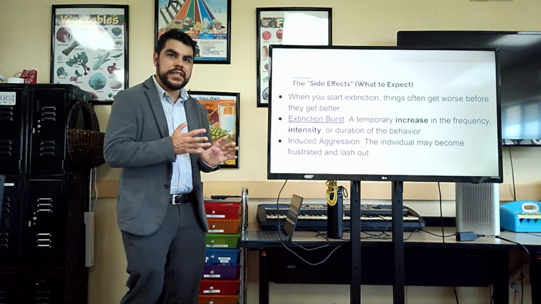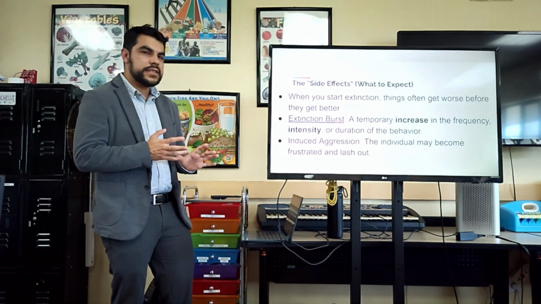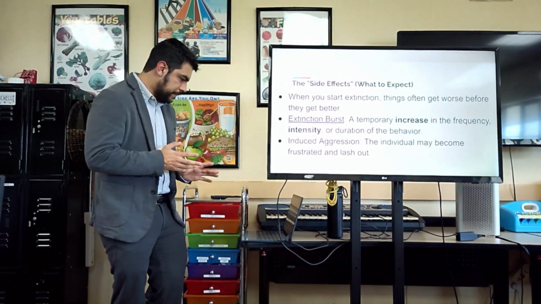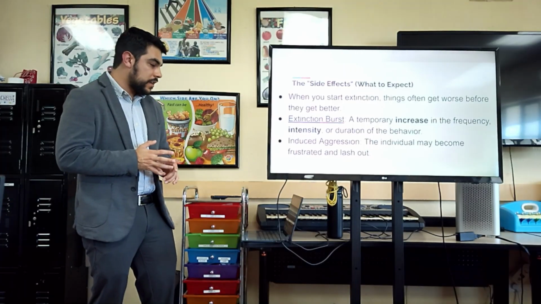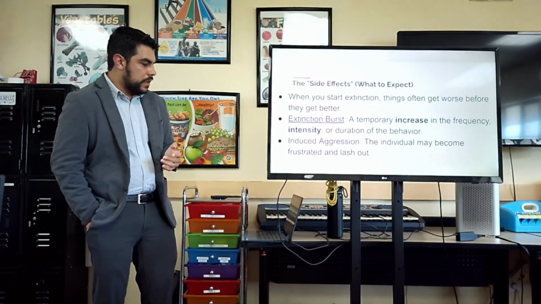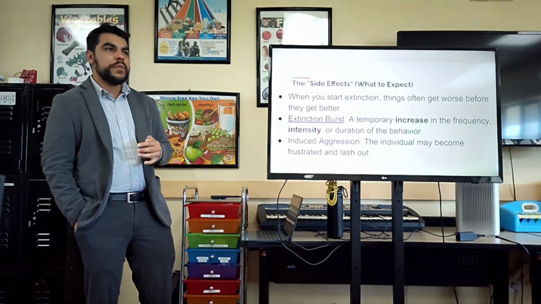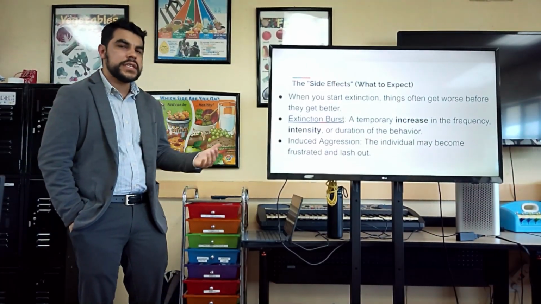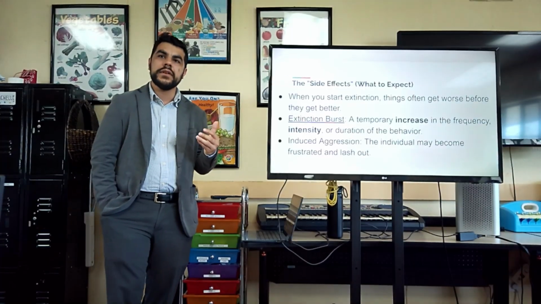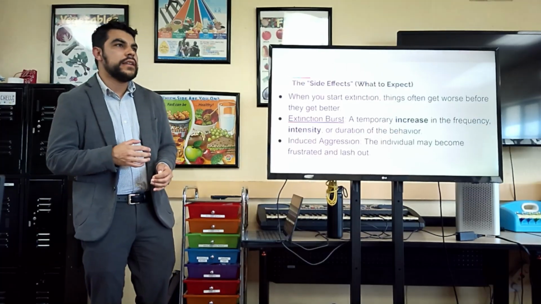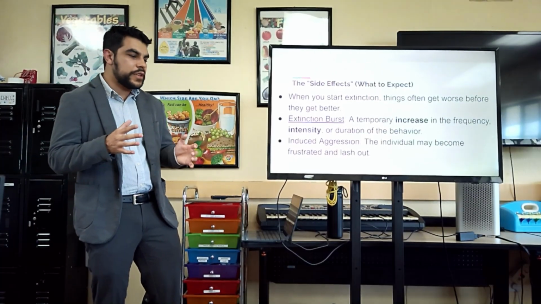And extinction also has some costs that you have to be aware of if it's not implemented properly. So for one thing, the big one is an extinction burst. This is a momentary increase in the intensity, the duration, or the frequency of a behavior shortly after it's been placed on extinction. And I think this is pretty easy to visualize.